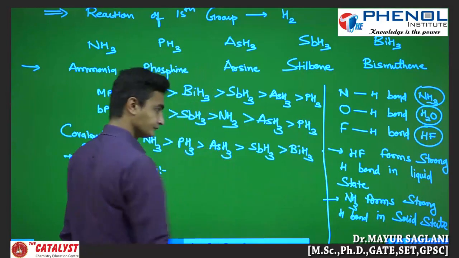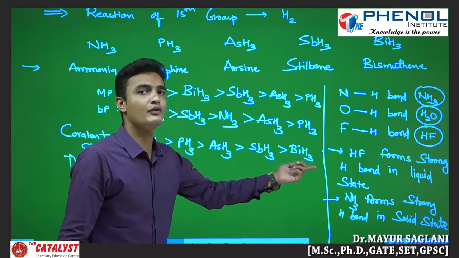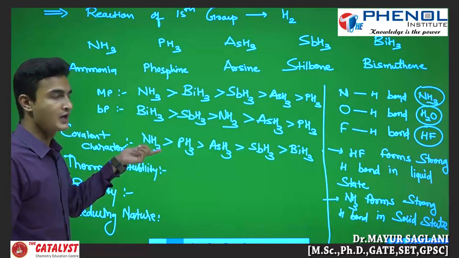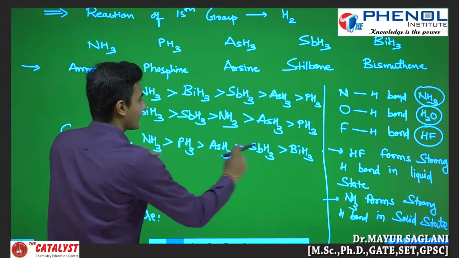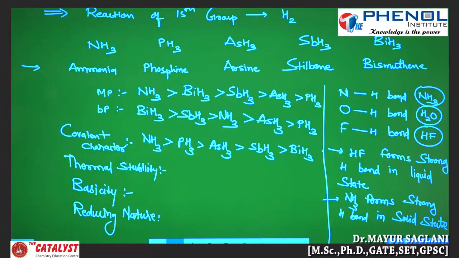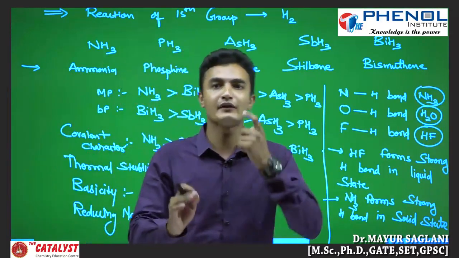Fine. Here you see metal and non-metal. This is a kind of ionic bond, and here both are non-metal, so this one is the covalent bond. So metallic character decreases, covalent character increases. Fine. Okay. If we write thermal stability, now here we have to consider the concept of bond length.